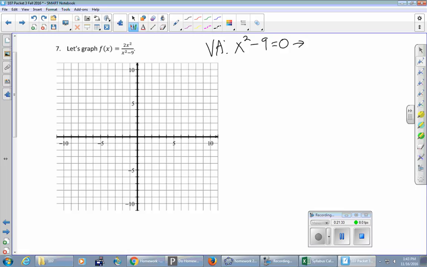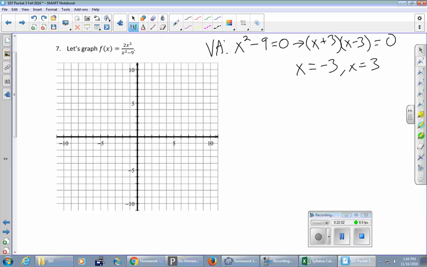You could add 9 to both sides. I think that's risky. It's not wrong, but I think it's risky. Safer is to factor. How does it factor? x plus 3, x minus 3. And so what are the equations of our vertical asymptotes? Yeah, x is negative 3 and x is positive 3. All right.